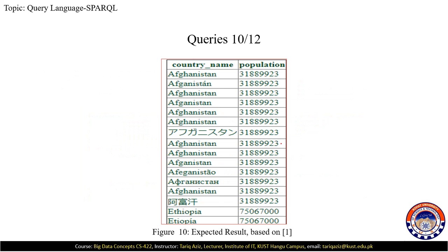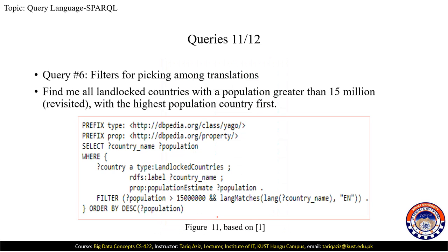The expected result of the query is that these are the country names, and these are the populations of these countries. But if you look at the entries, they are duplicated. Afghanistan is mentioned here multiple times, and Ethiopia is also mentioned multiple times. I want to get rid of the duplicate entries. So the second query is: we want the countries with population greater than 15 million, but this time we want the countries with the highest population first, and we also want to get rid of the duplicate entries.